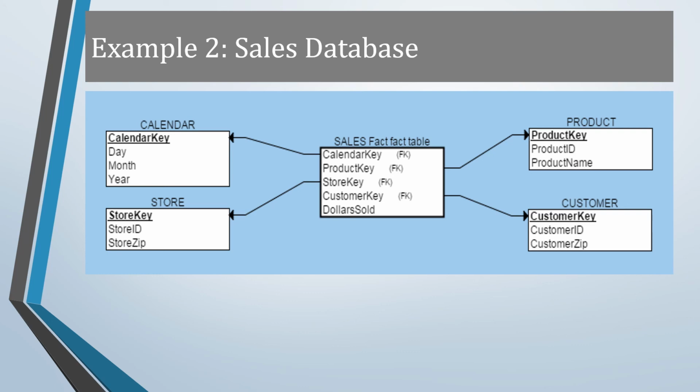And in the sales fact table, the calendar key, the product key, the store key and the customer key are the foreign keys, and they are represented using arrows from the referencing relation to the referenced relation. So from the customer key, an arrow is shown to the customer key of the customer relation. Okay, so this is a schema diagram of the sales database.